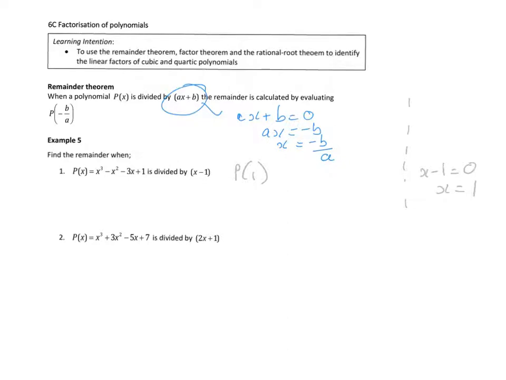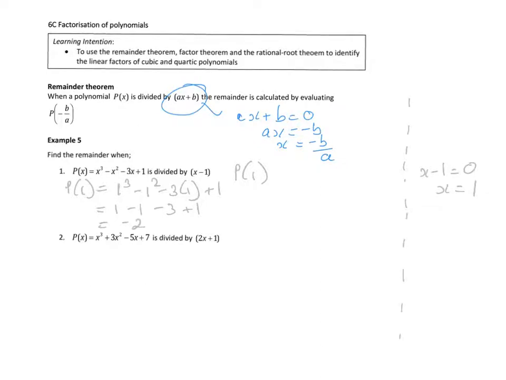So let's do that. P of 1 says put 1 wherever you've got the x. So you get 1 cubed minus 1 squared minus 3 times 1 plus 1, and that becomes 1 minus 3 plus 1, and the final answer there would be negative 2.